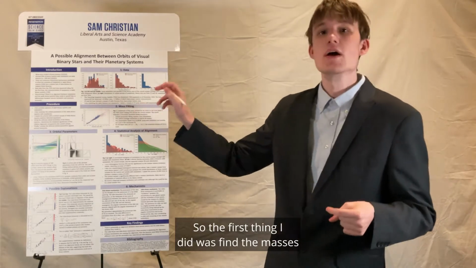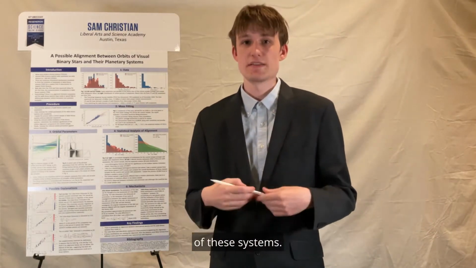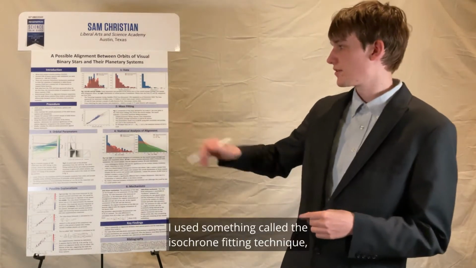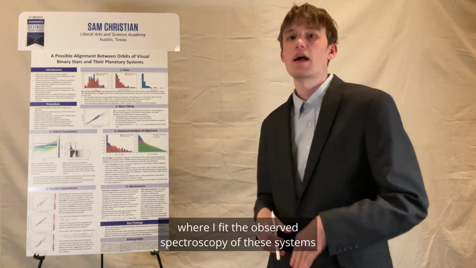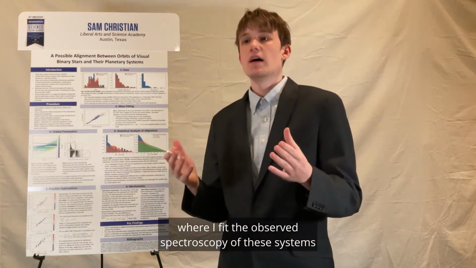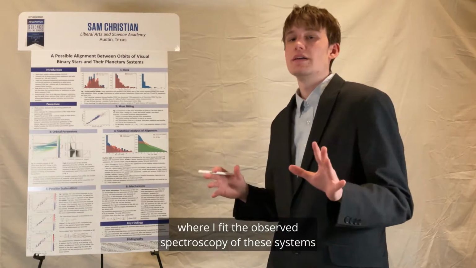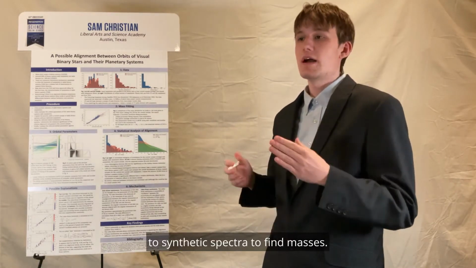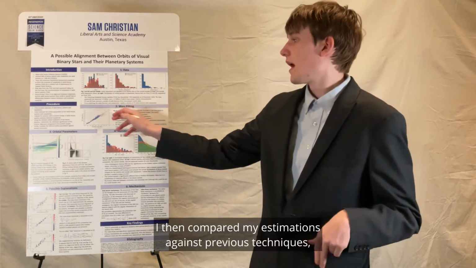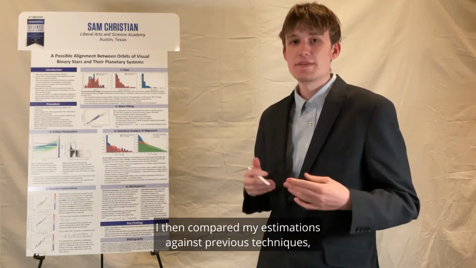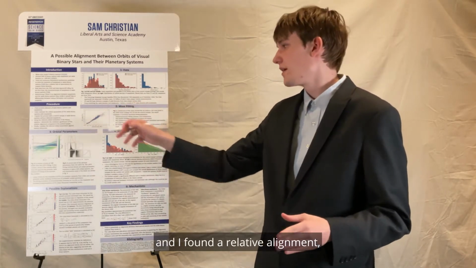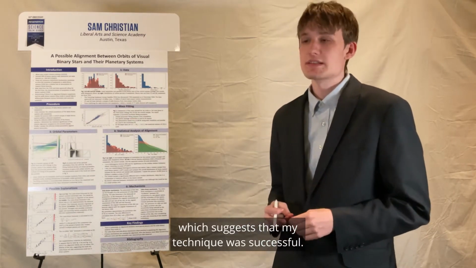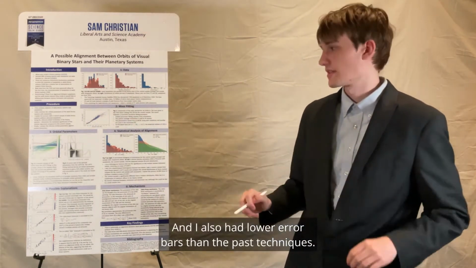So the first thing I did was find the masses of these systems. I used something called the isochrone fitting technique, where I fit the observed spectroscopy of these systems to synthetic spectra to find masses. I then compared my estimations against previous techniques, and I found a relative alignment, which suggests that my technique was successful, and I also had lower error bars than the past techniques.